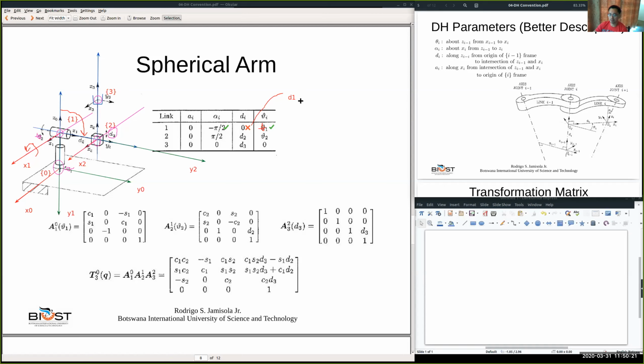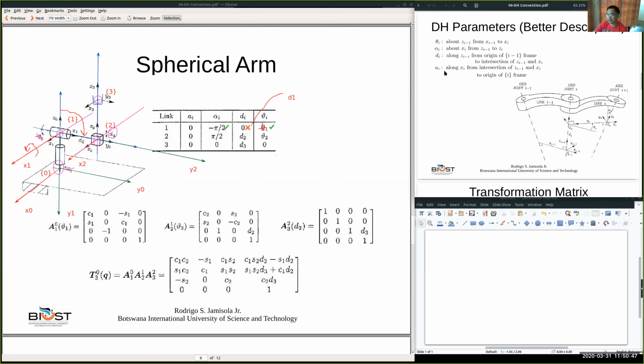Is that a variable? No, that's not a variable. That's a constant. And why is it 0 for this example? Because they choose their reference frame 0 to be coincident to here, for simplification. But for us, just for our exercise, we choose it to be here, and so we say that now there's a D1 instead of a 0.